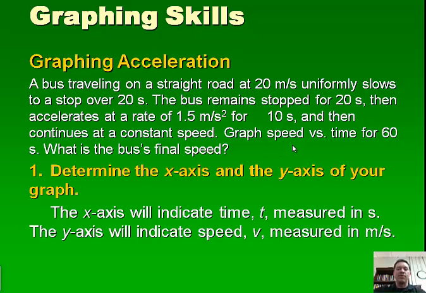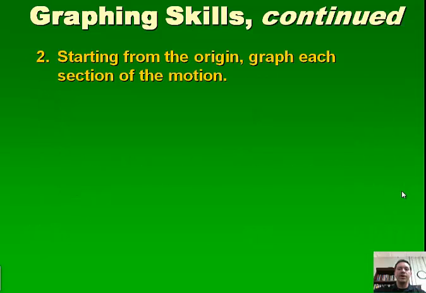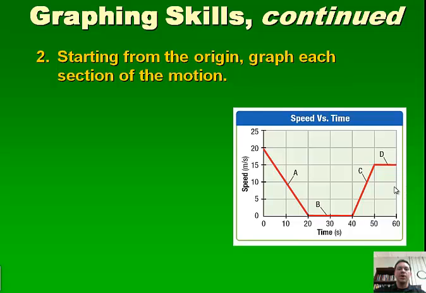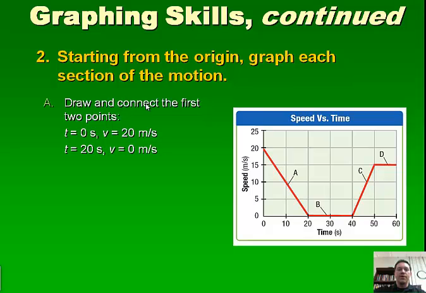So we're going to determine the x and y axis. The x-axis is always, or most of the time, time. It's measured in seconds. The y-axis is speed. So we use v, and we're measuring in meters per second because we want to know the speed or acceleration. So you're going to start from the origin and graph each section's motion. We're going to draw and connect the first 2 points. So we're at time 0 and at velocity 20 meters per second. So our first point will technically go there.